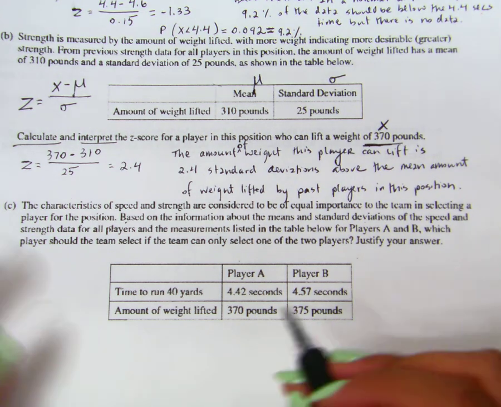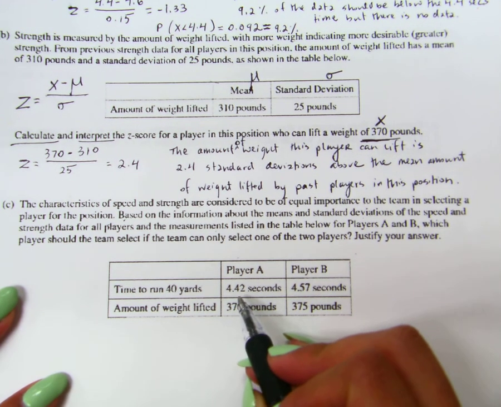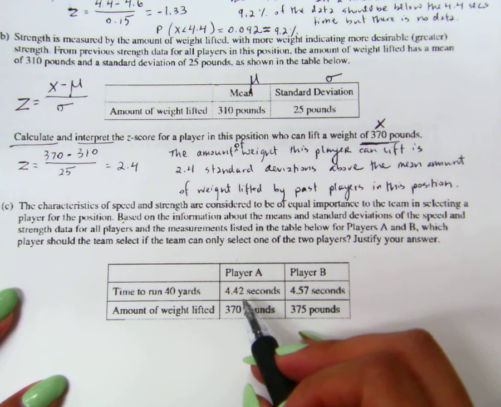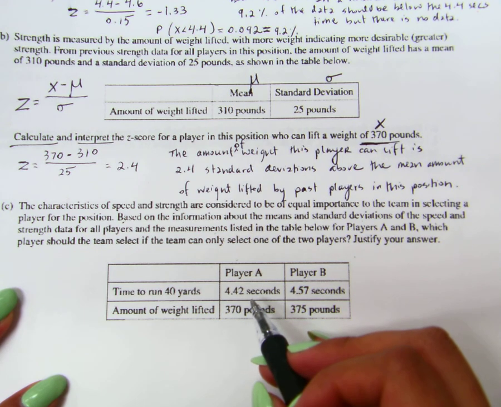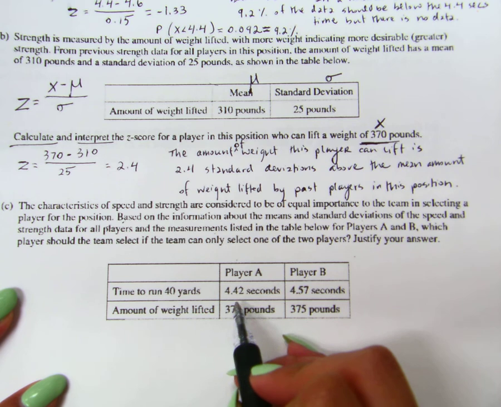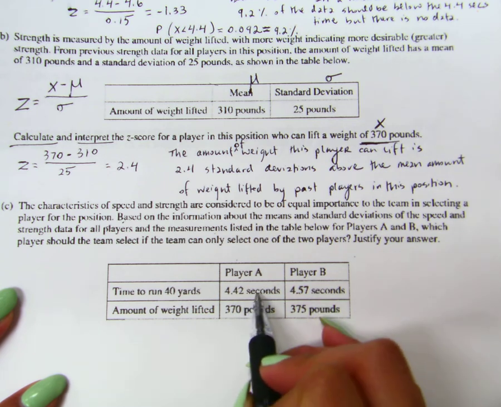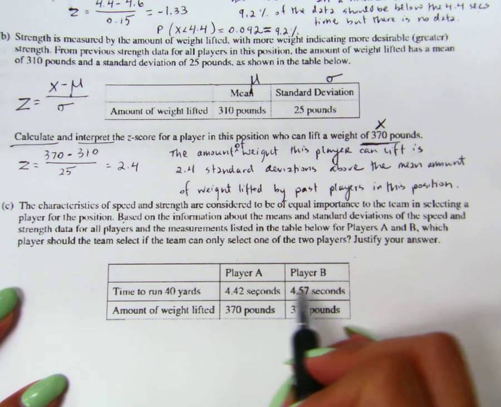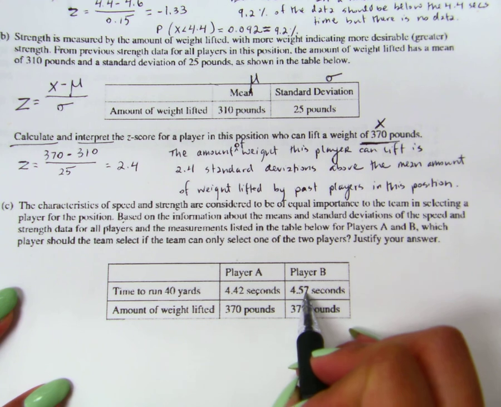Now, if I'm looking just at their times, right? So the mean time was 4.6 seconds for the running, the time to run the 40 yards, and both of these are under, and then it looks like player A is faster than player B.